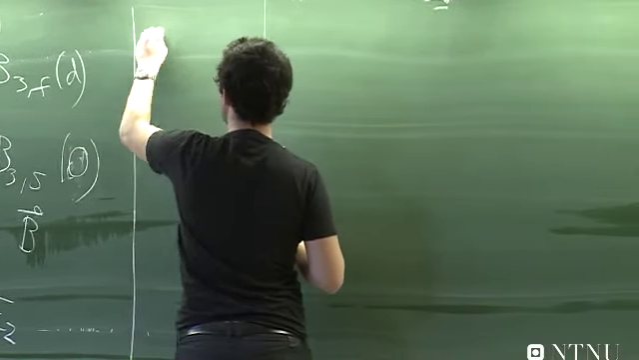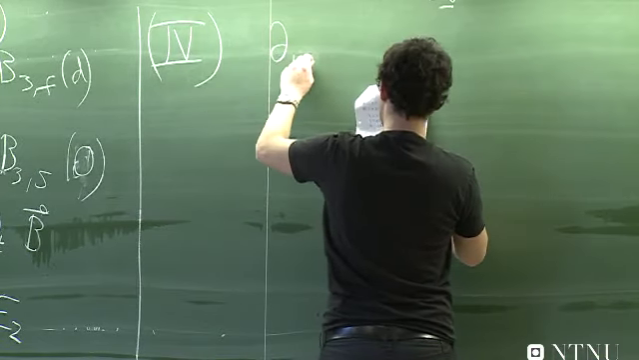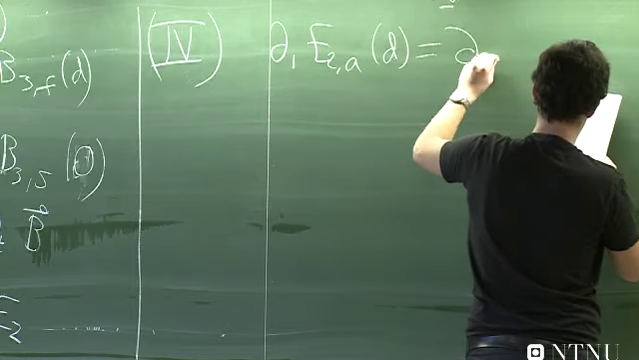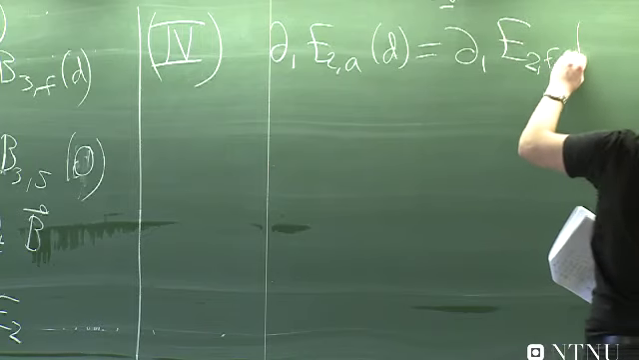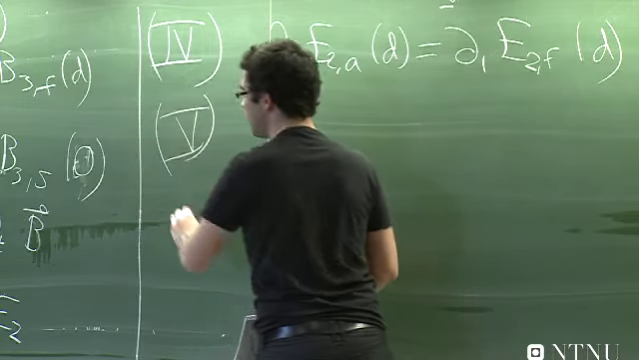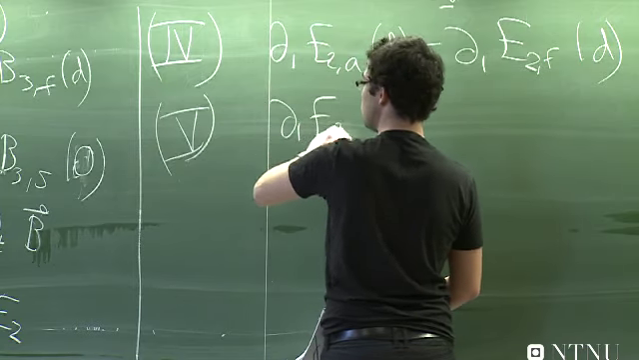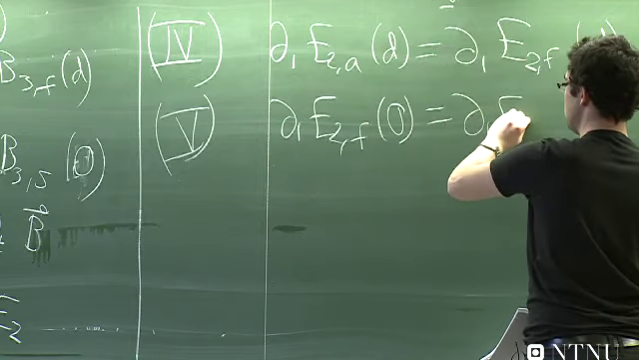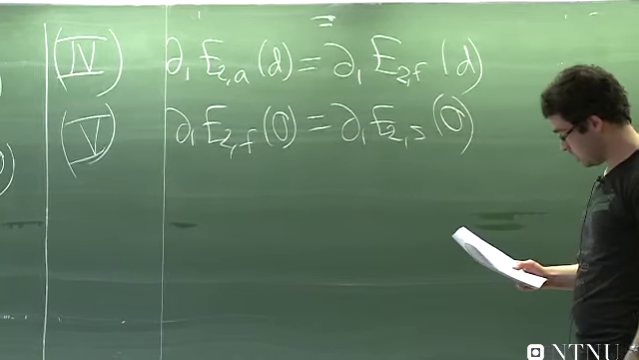So our boundary condition number 4 must be simply d1 of E2 in air at d is equal to d1 of E2 in the film at d. And finally, boundary condition 5, that's this one. So that's d1 of E2 in the film at 0 is equal to d1 of E2 in the substrate at 0. Looks right.